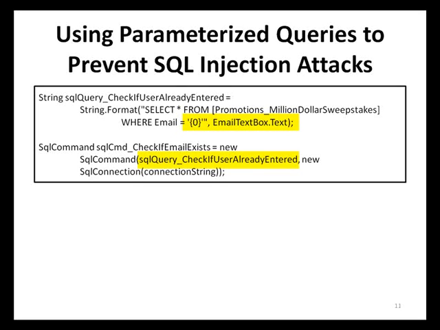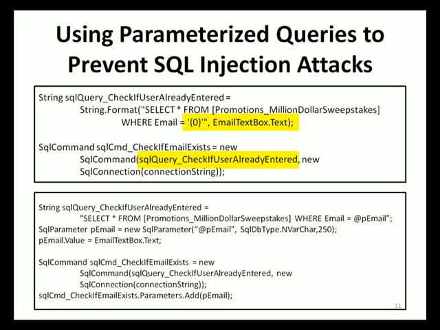The first exploitable SQL statement is shown here. This was the SQL statement that was used to ensure that each entry had a unique email address associated with it. In this code snippet, the email address is concatenated with the select statement, which is later passed to the SQL command object for eventual execution. It was due to this concatenation that malicious users were able to conduct a SQL injection attack. Here is how similar code would appear using SQL parameterized queries to prevent SQL injection attack.